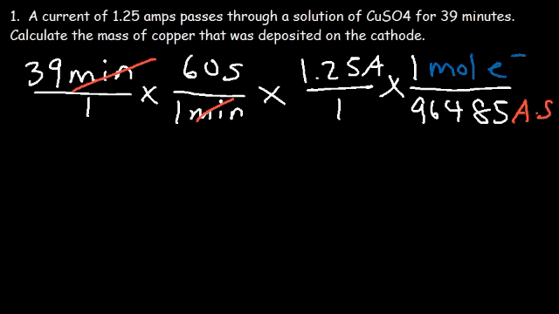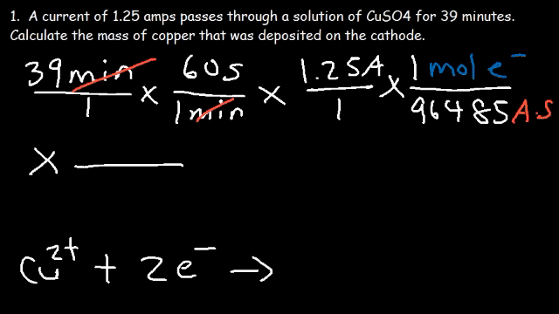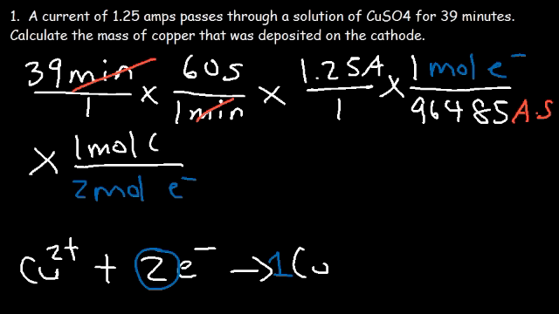Now we need to convert moles of electrons into copper, and we need to understand the half reaction for copper 2+. So in copper sulfate, we have the copper 2+ ions, and it's going to pick up 2 electrons in order to become copper metal. And when that happens, it can deposit itself on the cathode. Keep in mind, the mass of the cathode increases, the mass of the anode decreases. So notice the ratio between copper and electrons. It's a 1:2 ratio. So for every 2 moles of electrons that passes through the solution, we can say that 1 mole of copper will be deposited or plated onto the cathode.